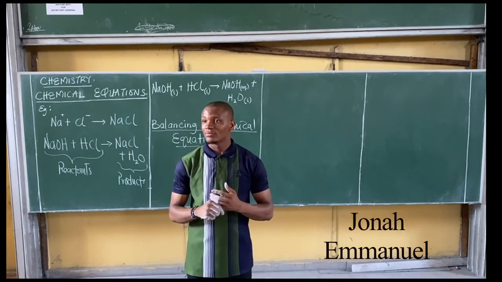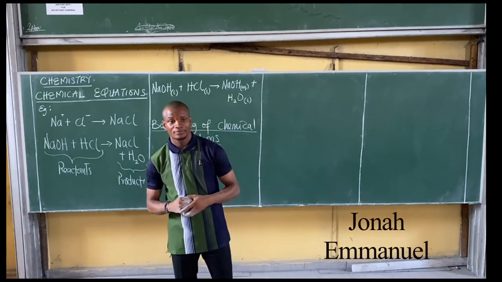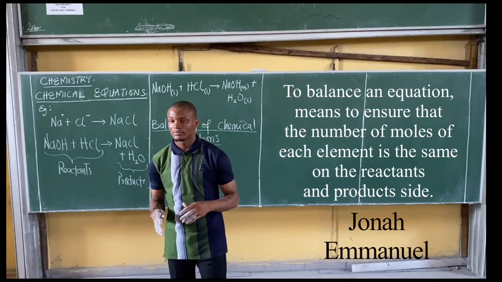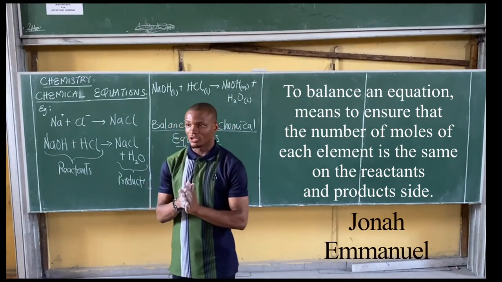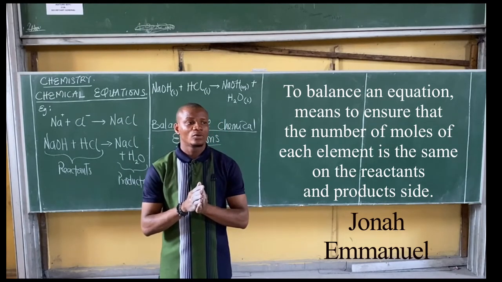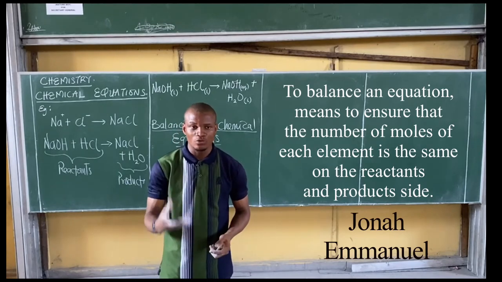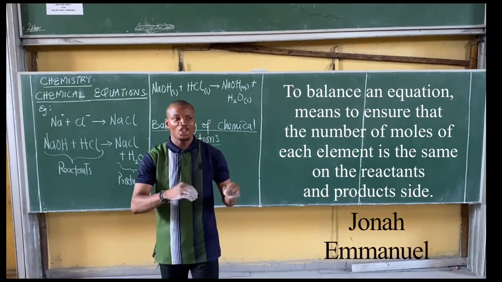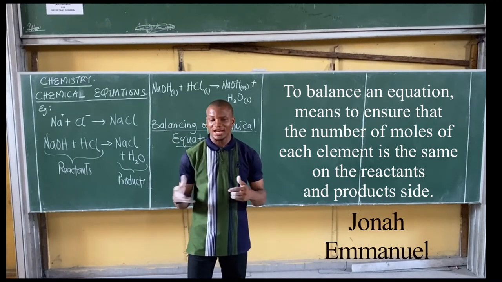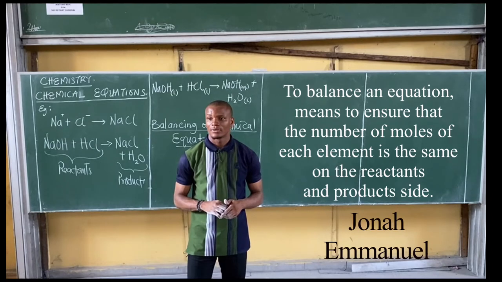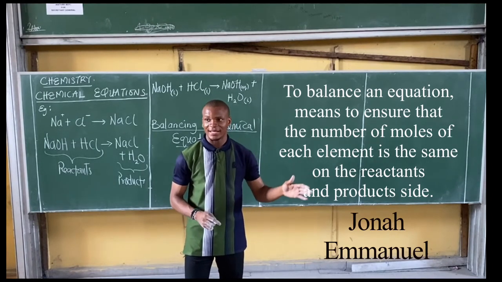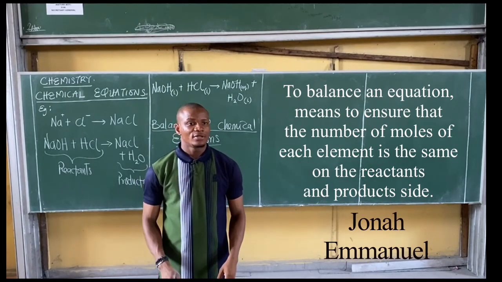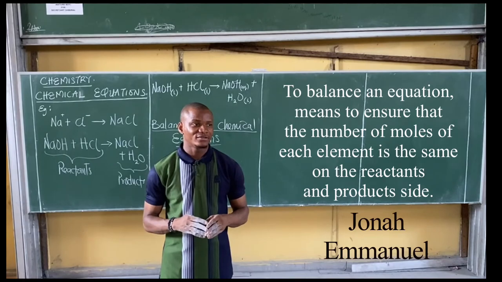Of reactants of molecule. Okay, take that. To balance a chemical equation, we ensure that the number of moles of each element is the same on the reactant and the product side. That's all.